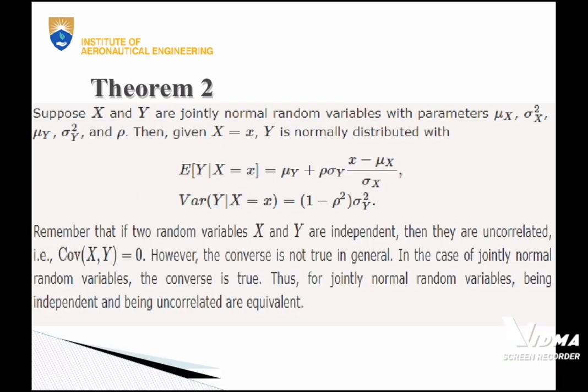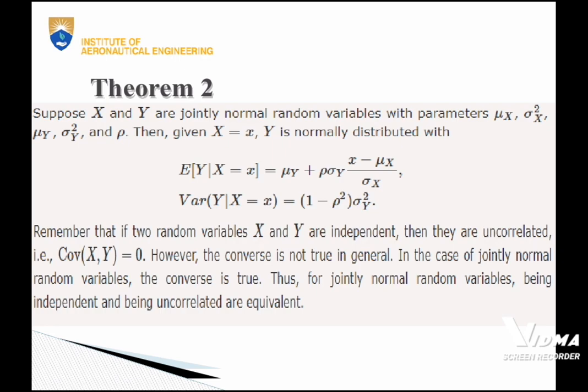Theorem 2. Suppose X and Y are jointly normal random variables with the parameters mu_X, sigma_X squared, mu_Y, sigma_Y squared, and rho. Then given X = x, Y is normally distributed with E[Y | X = x] = mu_Y + rho sigma_Y (x - mu_X) / sigma_X, and Var(Y | X = x) = (1 - rho squared) sigma_Y squared.